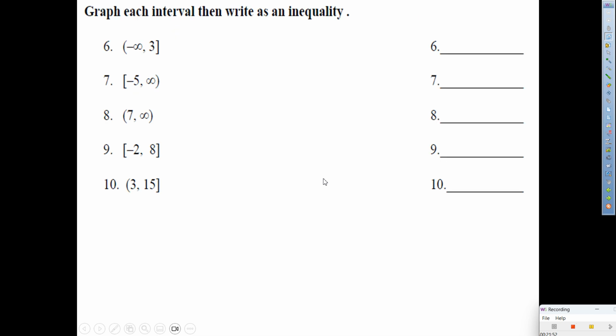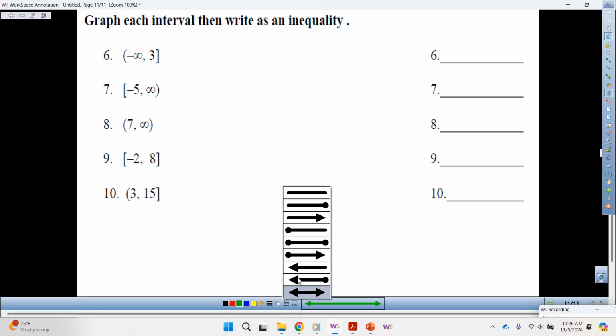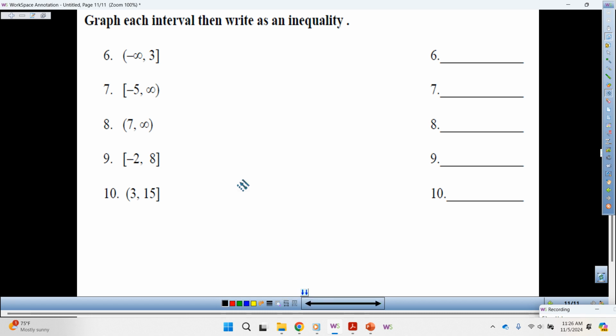All right, let's go to the next 5. We have to graph each interval, then write it as an inequality. So I'm going to do number 6, 8, and 10. Write those on your paper if you haven't done those, so we can do those together. So first thing, we're going to graph this. So let me get some number lines here.